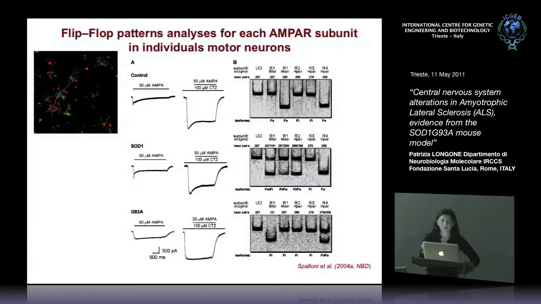We have studied the expression of the AMPA receptors in primary motor neuron cultures prepared from the mutant mouse. Here is a picture of the culture preparation. In green are motor neurons stained with SMI32, a specific marker of motor neurons. In red are GABAergic neurons. This is a mixed type of culture, and motor neurons are just a percentage.